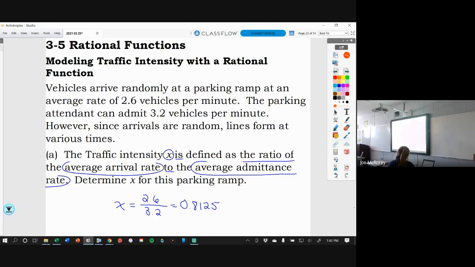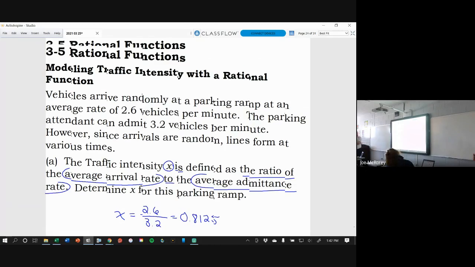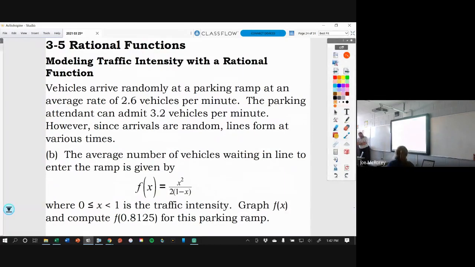Okay, about to move on to part B. The average number of vehicles waiting in line to enter the ramp is given by this function: f of x equals x squared divided by 2 times 1 minus x, where x is between 0 and 1 and is the traffic intensity. We're going to graph f of x and compute f of 0.8125.